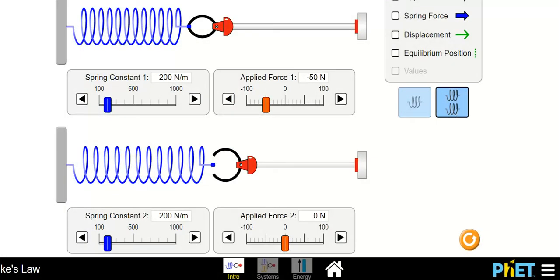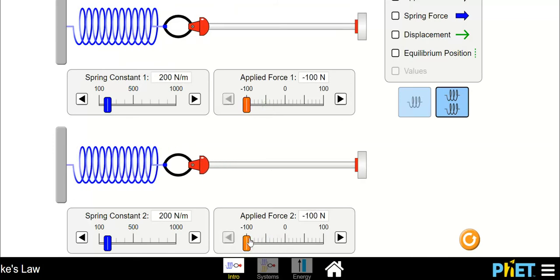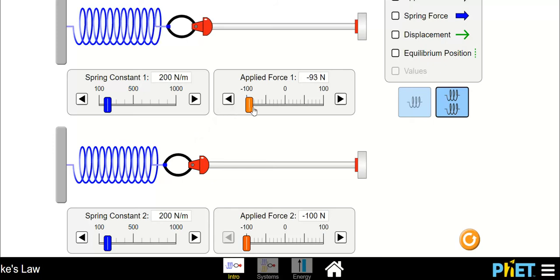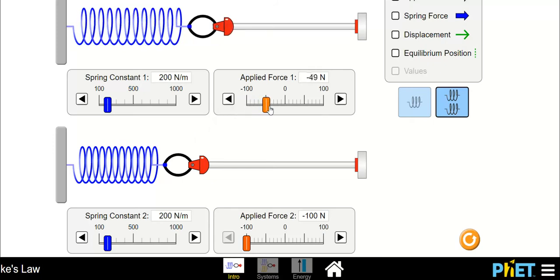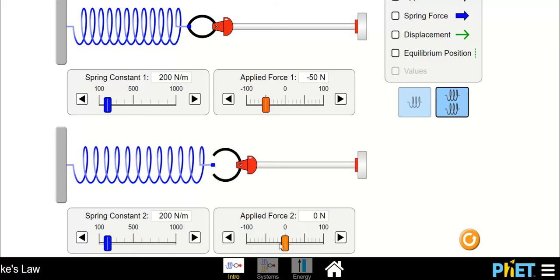Okay, so guys, looking at this here, if we start off with both springs, you can see both springs are identical. They have the same spring strength. Basically if I pull the top one with 50 newtons, and I pull the bottom one with 100 newtons, you see that the extension on the bottom one will be twice as large as the extension on the top one.